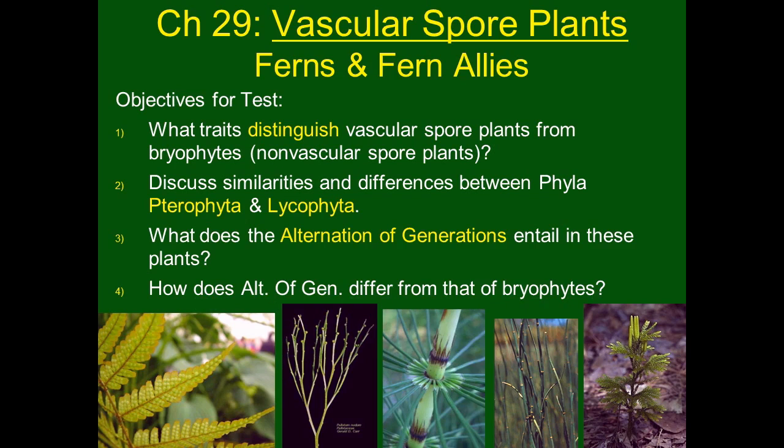Bottom left-hand picture, we can see a familiar fern frond. Next to that, we can see a whisk fern. Next to that, we can see a horsetail. And then in the bottom right, we can see a club fern, which some of these you might be familiar with, some of these you might not be.